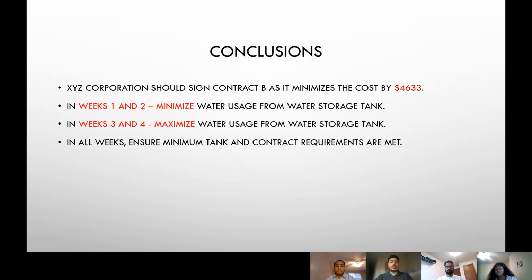Next slide, please. So these are our overall conclusions. In week 1 and week 2, we try to minimize the water usage from the storage tank. In week 3 and week 4, we try to maximize the water usage from the storage tank because it is cheaper to do so. And overall, we try to ensure that the minimum tank and contract requirements are met. By choosing contract B over contract A, we save around $4,633, which is why we choose contract B.